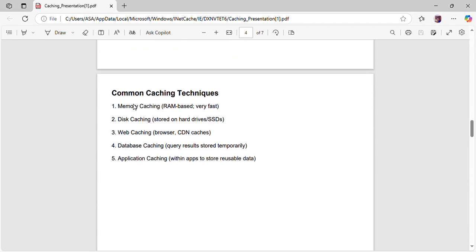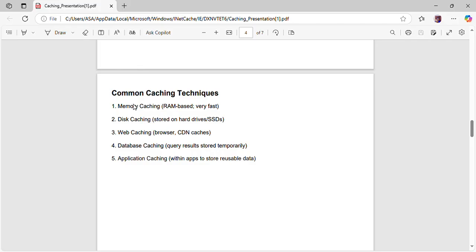Right, so let's look at some common caching techniques. One, we have memory caching, which is RAM based, and it is very fast. Then we have disk caching, which is stored on hard drives or SSDs. We have web caching, the browser and CDN caches. The CDN is the content delivery network. And then we have database caching, where query results are stored temporarily.